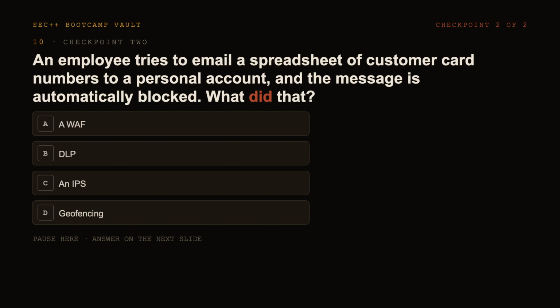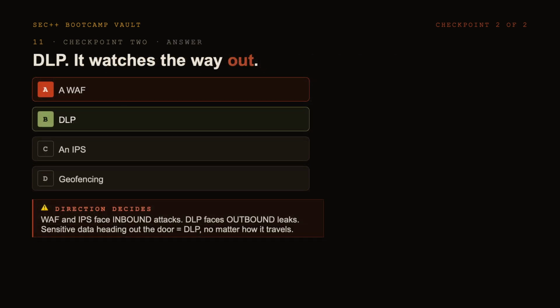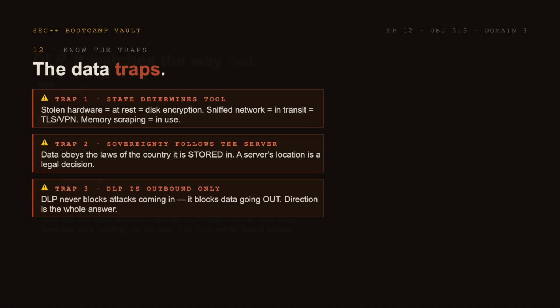Checkpoint 2. An employee tries to email a spreadsheet of customer card numbers to a personal account, and the message is automatically blocked. What did that? A. WAF, B. DLP, C. IPS, D. Geofencing. Which direction was the data moving? Pause now. The answer is B, DLP. Sensitive data was heading out the door, and the exit guard caught the pattern. The WAF and the IPS face inbound attacks. DLP faces outbound leaks. Direction decides, and outbound sensitive data is DLP every time.